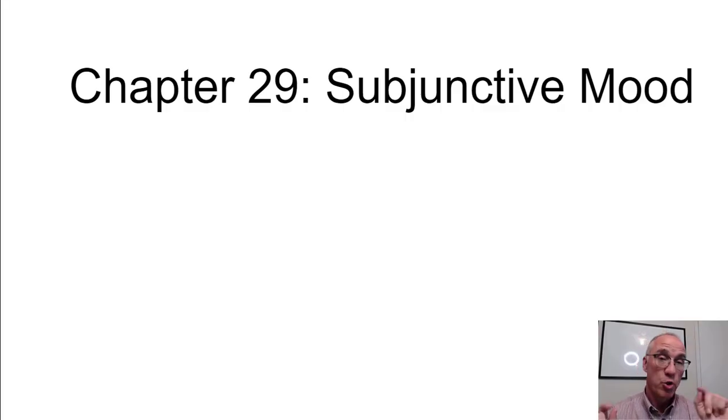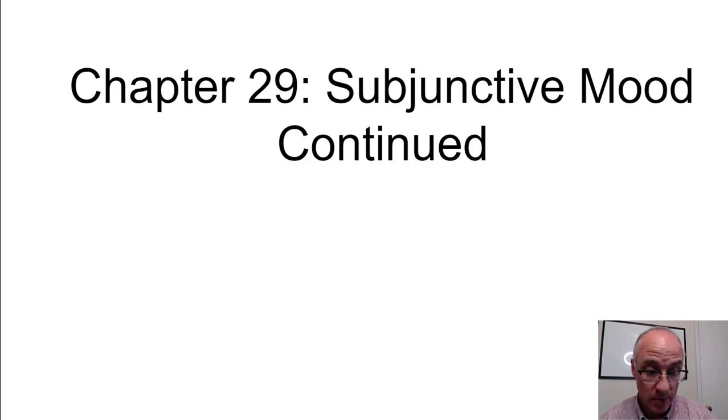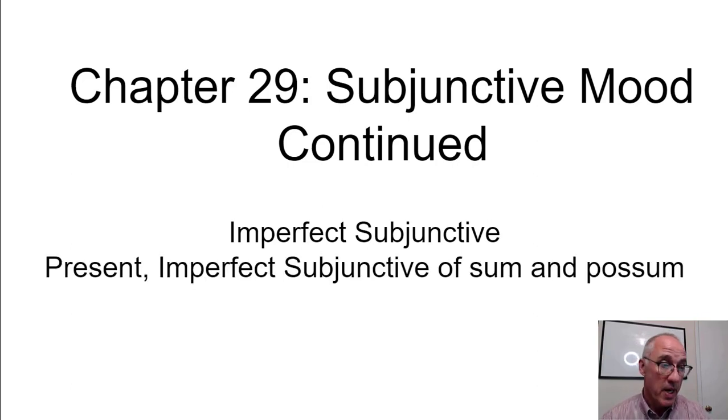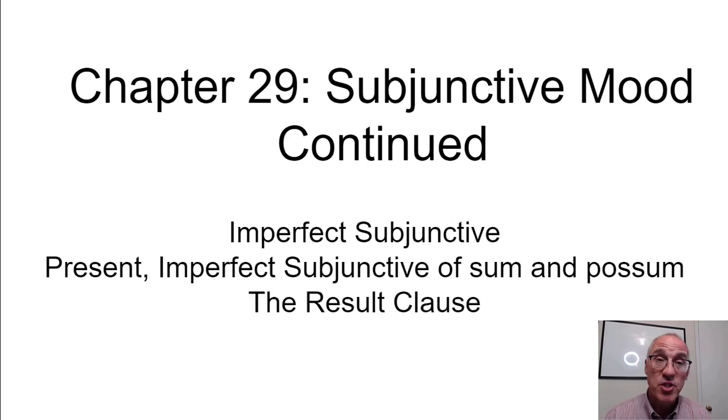Welcome to chapter 29, the subjunctive mood, continued. Here in this chapter, we're going to learn the imperfect subjunctive, the present and imperfect subjunctive of the verb to be and its related verb to be able, as well as a new clause, the result clause.